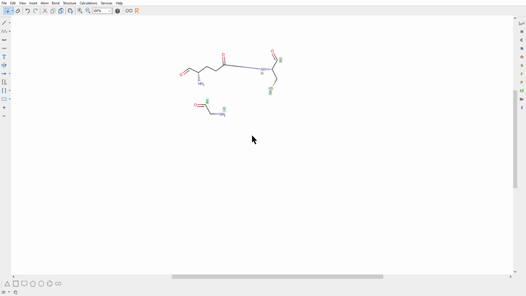Now, the next one is the carboxyl group of the cysteine to the amine group of the glycine. So we move the glycine here. We turn around, make sure it's in the right orientation. We build a bond between these two. Okay. Now this is not a nice looking molecule, so we want to clean up.